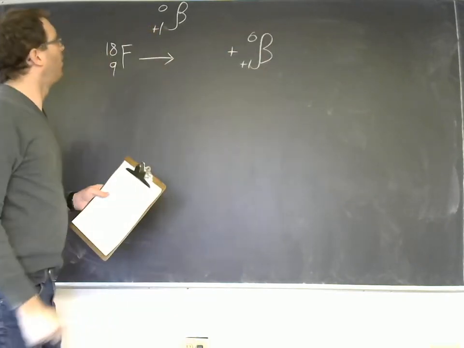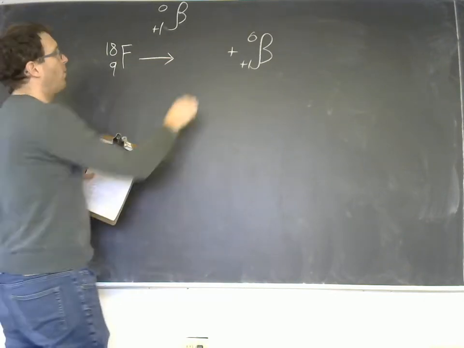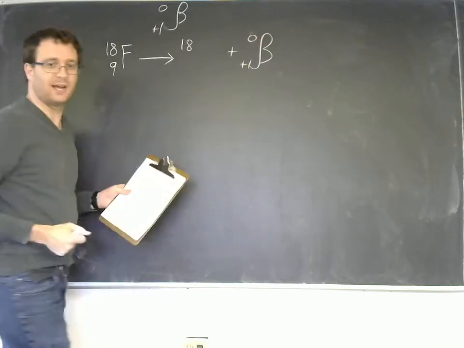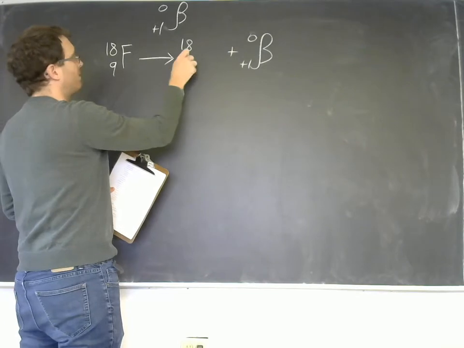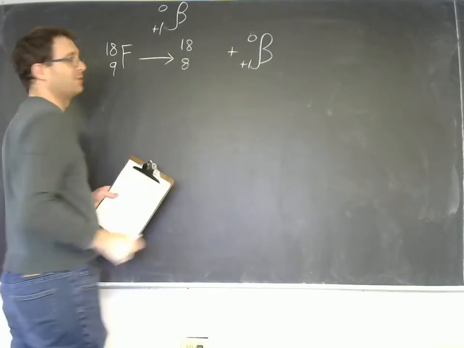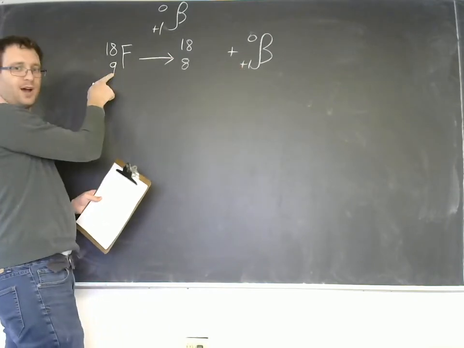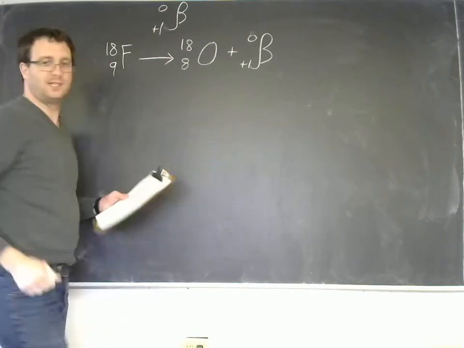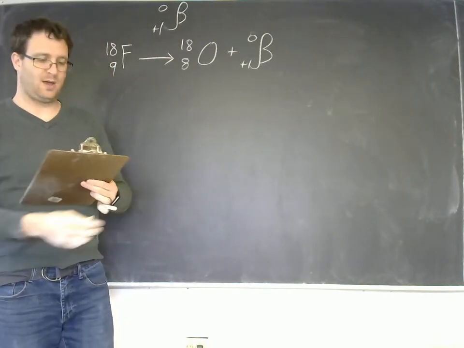And what will be the daughter isotope or the daughter nuclide? Well, it'll still have a mass of 18 because the positron has 0 mass. But the atomic number here will have to be reduced by 1. So 8 plus 1 equals 9. And that is an oxygen. So oxygen-18 is the daughter nuclide for this positron emission process.